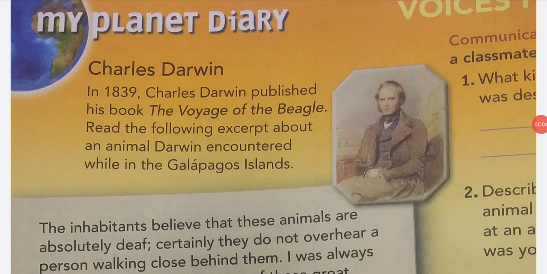We are on Chapter 9, Change Over Time, and this is Lesson 1, Darwin's Theory. My Planet Diary. Charles Darwin. In 1839, Charles Darwin published his book, The Voyage of the Beagle. Read the following excerpt about an animal Darwin encountered while in the Galapagos Islands.